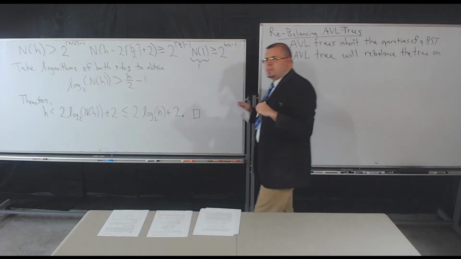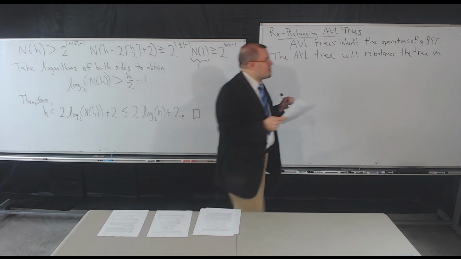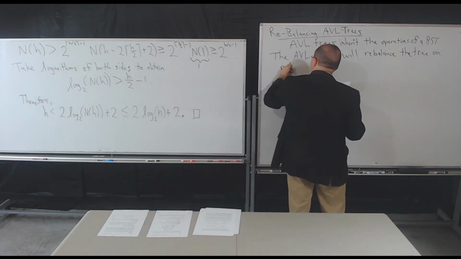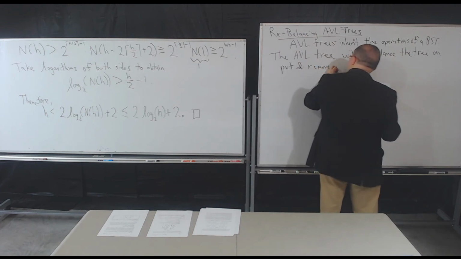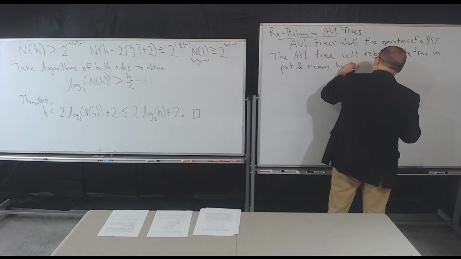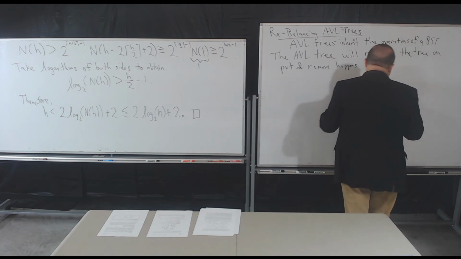What are the only ones that mutate the tree? Put and remove. So if a put happens or a remove happens, we'll maybe have to do some rebalancing.